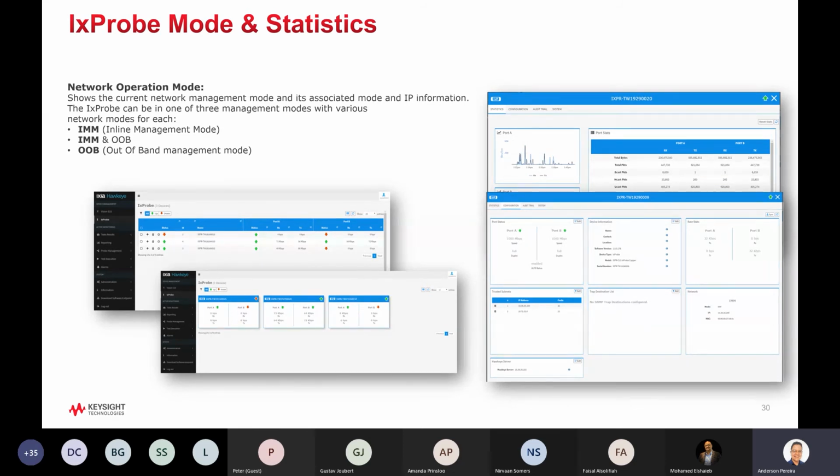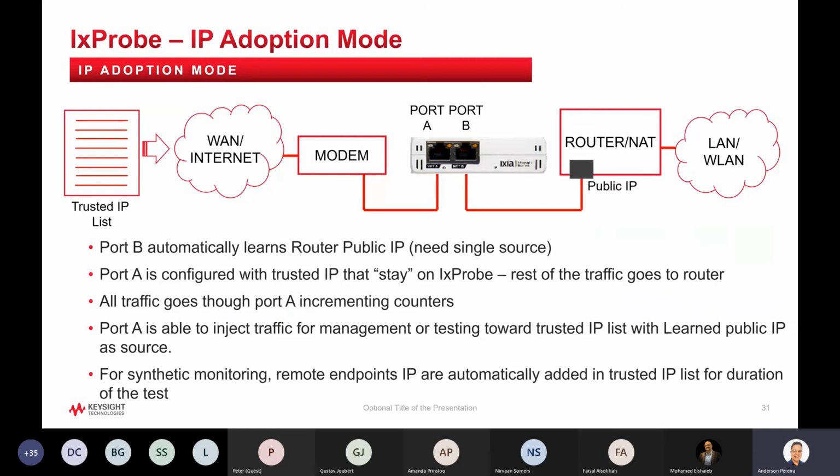The IP adoption will be waiting for some IP address that is connected directly to the IX probe to learn this IP address and start to use this IP address as an endpoint. Okay. In the management mode, you can manually define the IP address. It can be manually defined as a static or as a DHCP, for instance, right? In the out-of-band mode, you can set the ports to work as a regular endpoint, instead of leaving this as an inline solution. Okay, so you're gonna have two ports connected to your network to work in out-of-band mode as an endpoint.